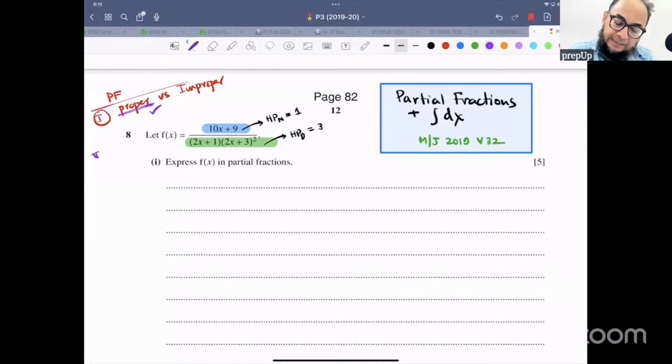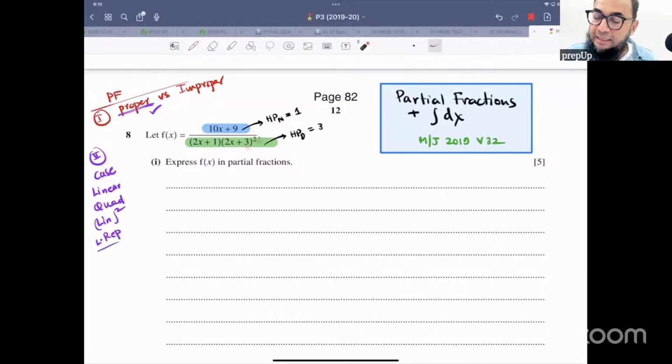The second thing is to decide on the case. Which case is that? Is it the linear case? Is it the quadratic case? Is it the linear with a square on the outside, which is called the linear repeated case? Which one is this? It's a linear on the outside. Of course, the linear will be there, but what is the dominant thing? The dominant thing is linear with a square. So therefore, let's get started with this.